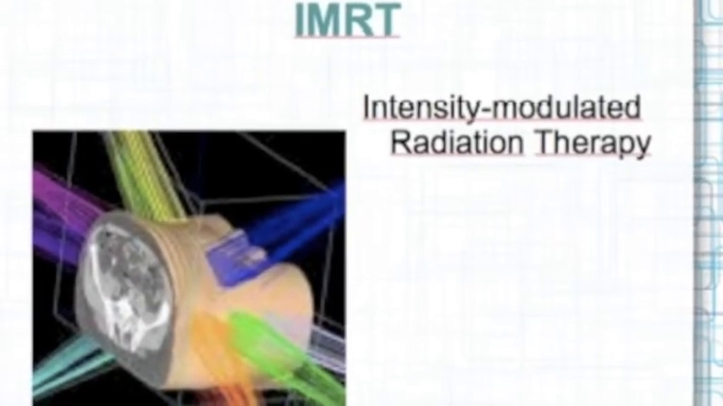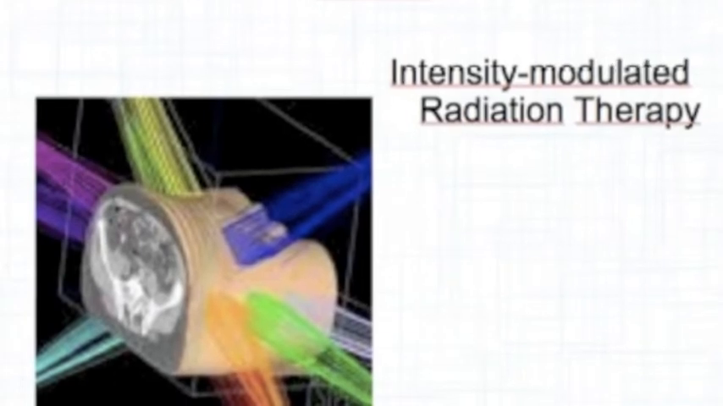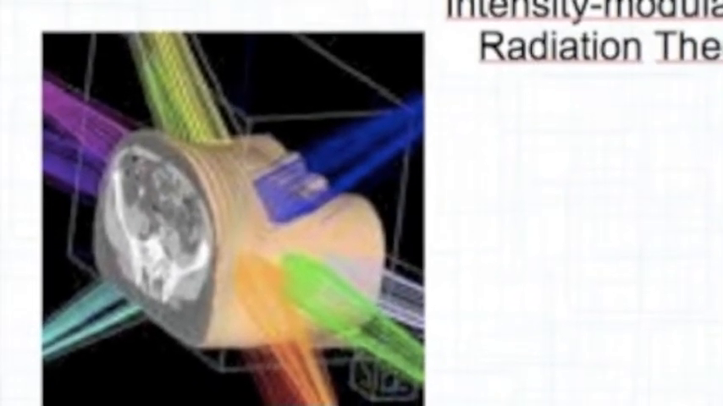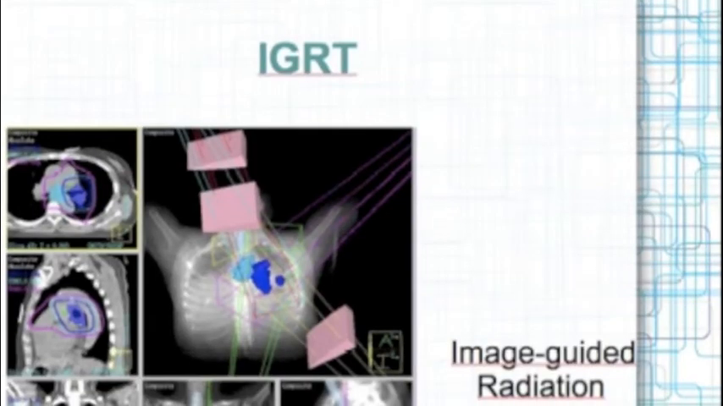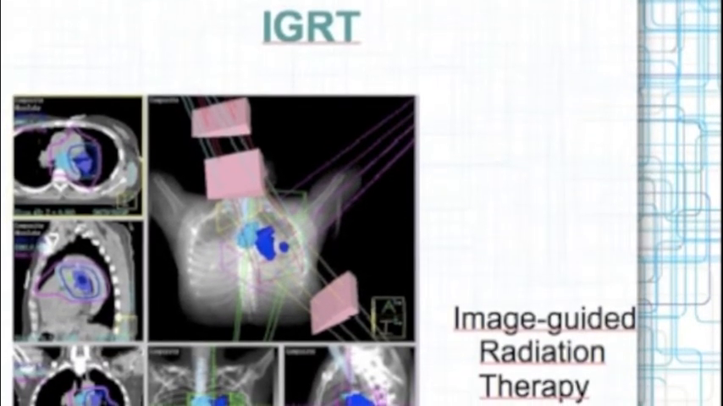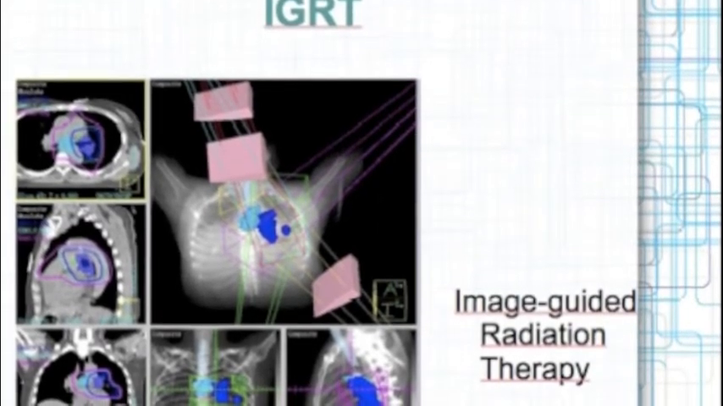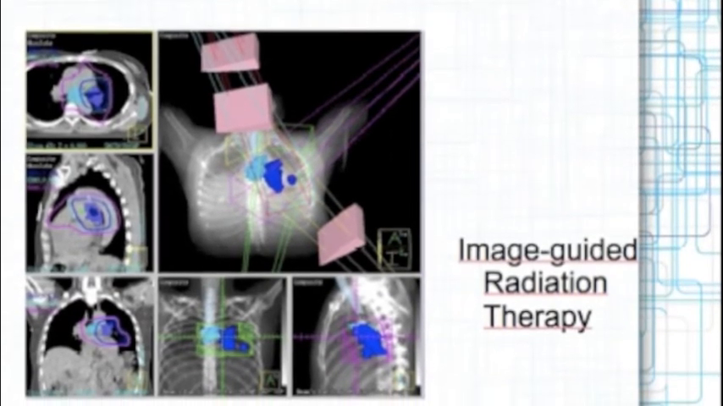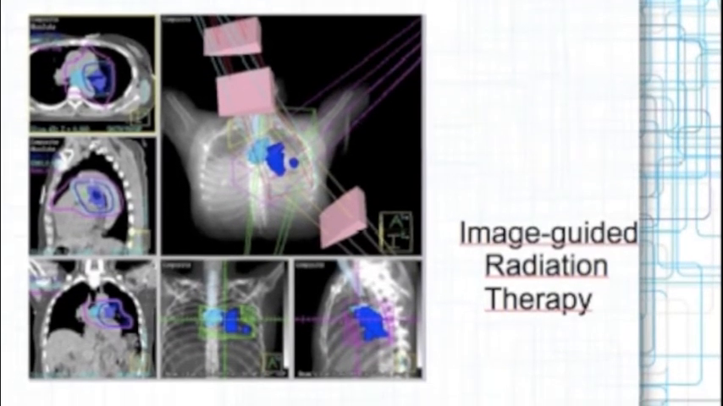IMRT allows different doses to be administered to tumor versus normal tissues. This reduces side effects, but it allows for more normal tissue to be exposed. IGRT is radiation therapy that's image-guided. This takes imaging scans throughout the treatment to allow adjustments to be made. This increases accuracy of targeting and decreases the total amount of radiation exposed to normal tissue.